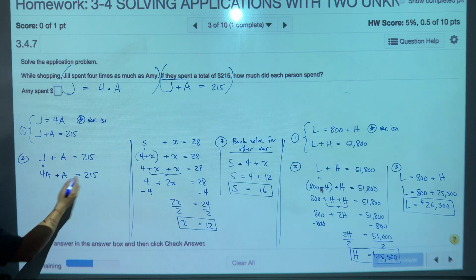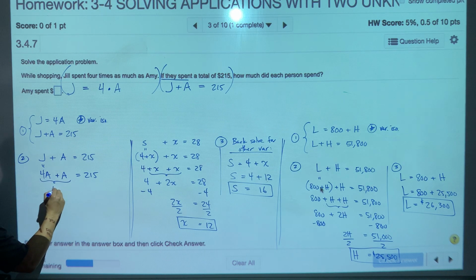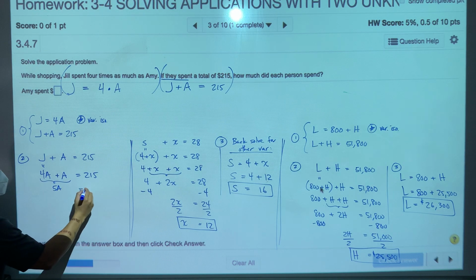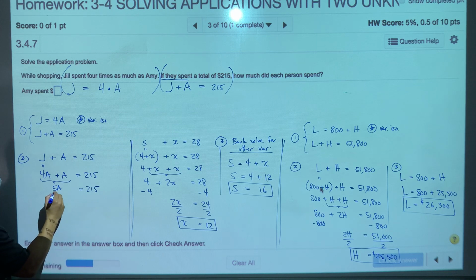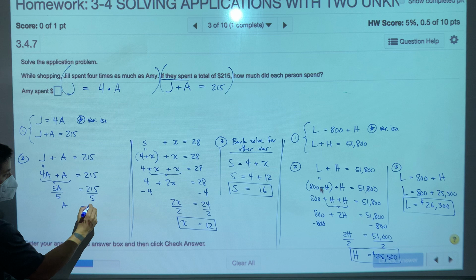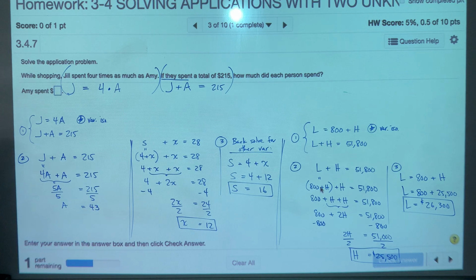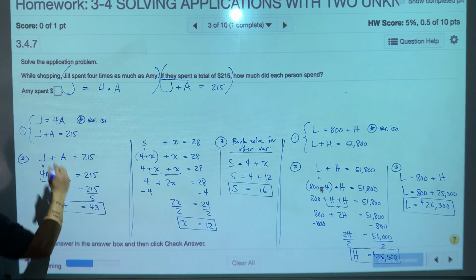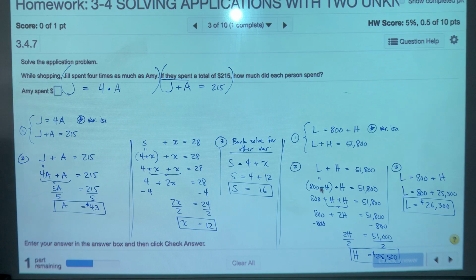And now, this is actually not so bad. 4A plus A compared to what we did before. 215, what's that going to be when we divide both sides by 5? A is going to be what, 43? Yeah, 43. What's 43 represent? How much Amy spent? $43.